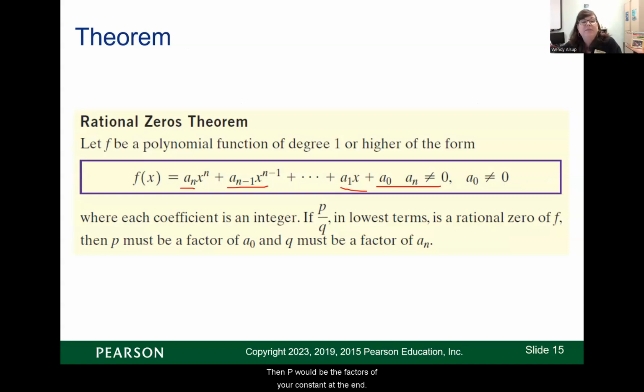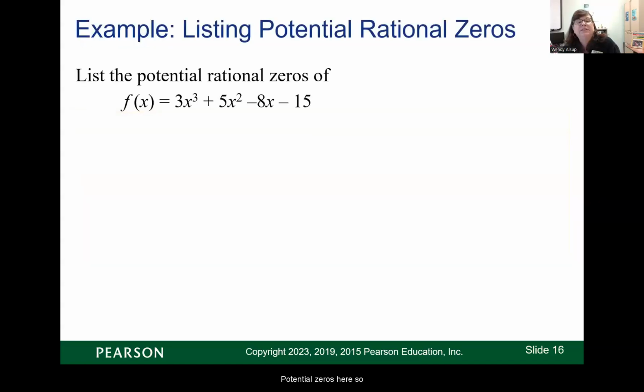then P would be the factors of your leading coefficient. Q would be the factor of, no, excuse me, I said that backwards. P is the factors of the constant at the end, and Q are the factors of the leading coefficient, and P divided by Q in lowest terms will be potential zeros. Potential zeros here.